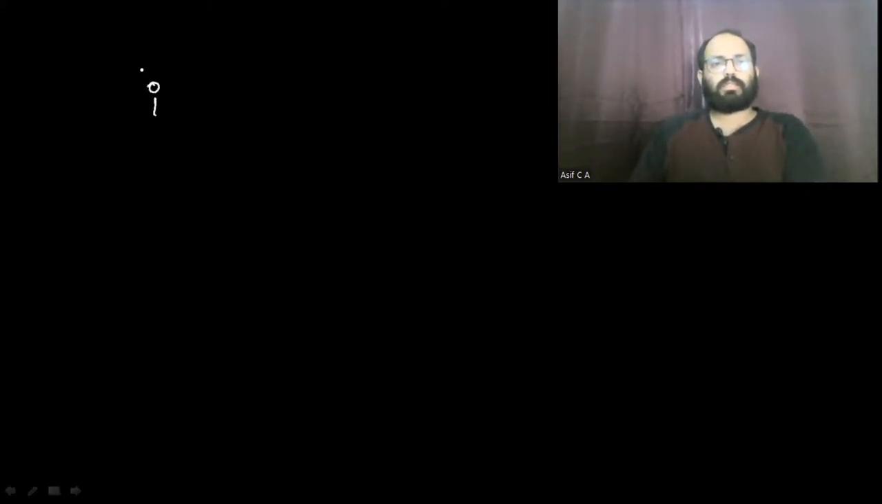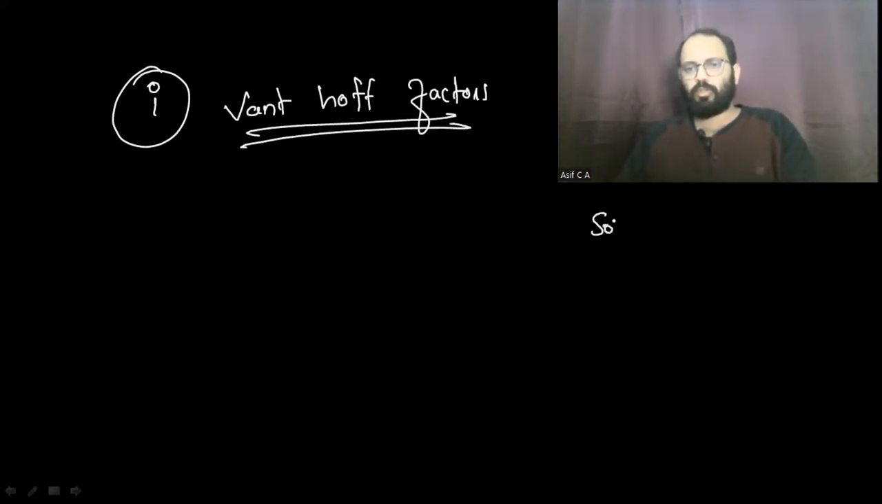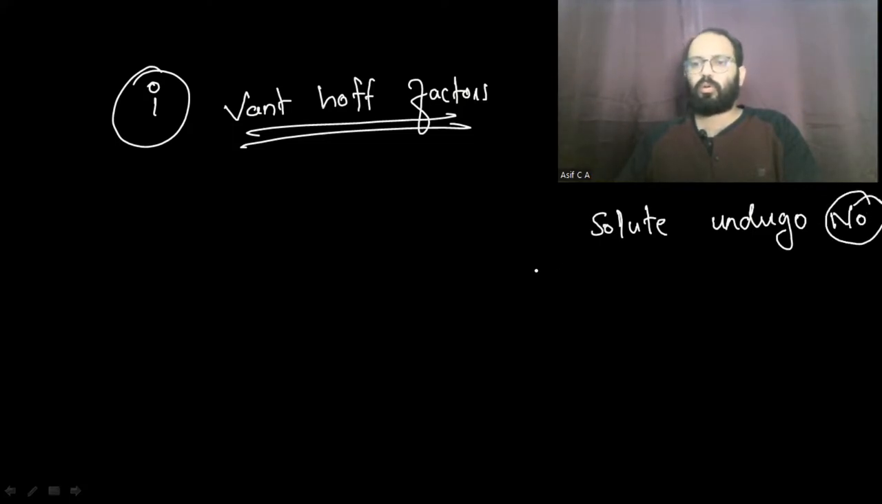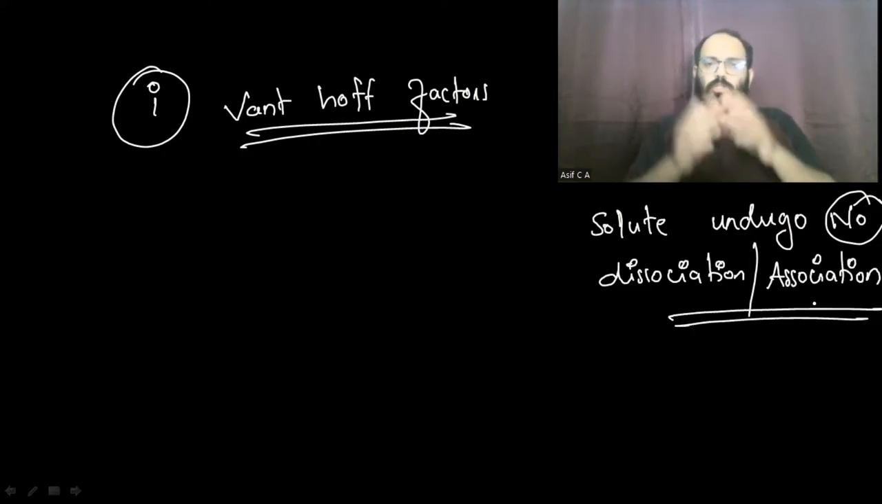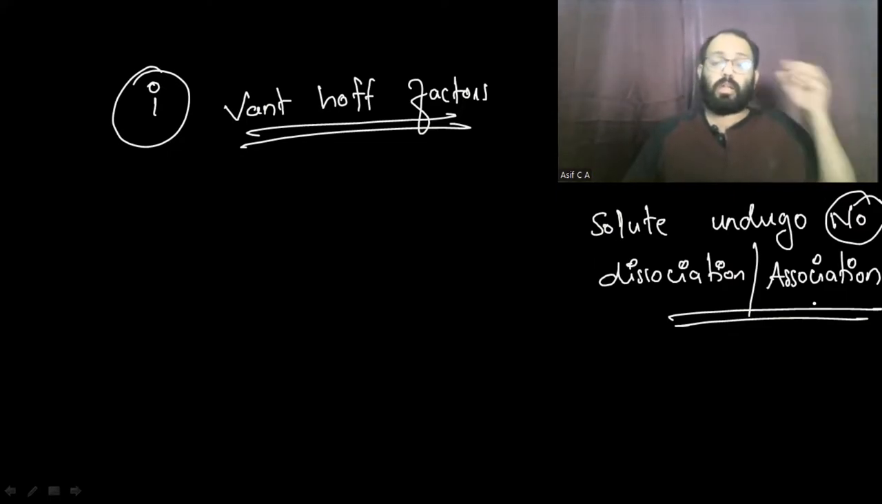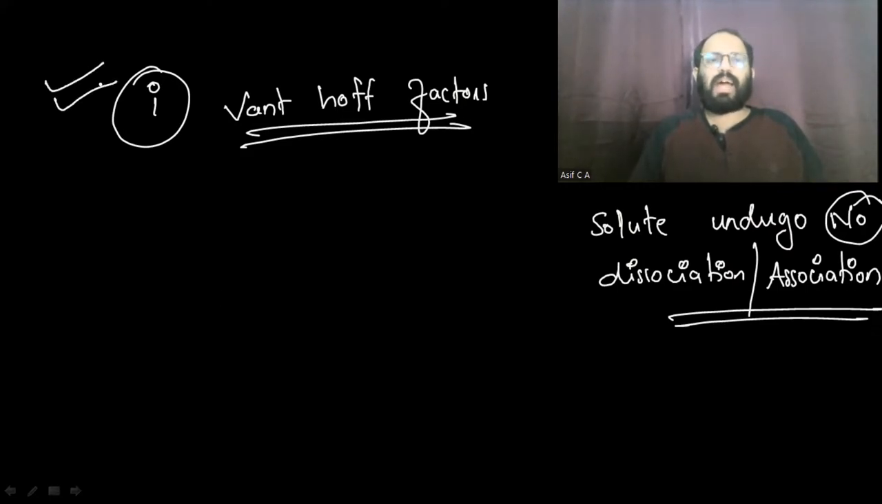Then one more important factor is the i factor, the Van't Hoff factor. The equations we wrote for the four colligative properties are used only when the solute undergoes no dissociation or association. Only then can those colligative property equations be used. If your solute associates or dissociates, you have to add i to that.